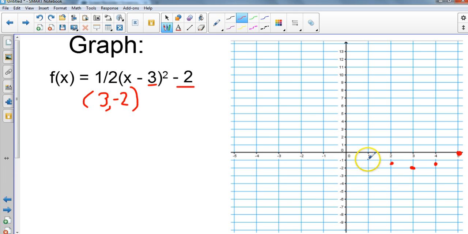Over 1, up a half. Over 1, up 1.5. We can go over 1, and instead of going up 5, we'd have to go up 2.5, half of 5, right? We can still go over 1 from here and go up half of 7, which would be 3.5. So I can go up a half plus 3 more. So these points right here all fit on this quadratic curve. Okay? So that's how we graph in vertex form.